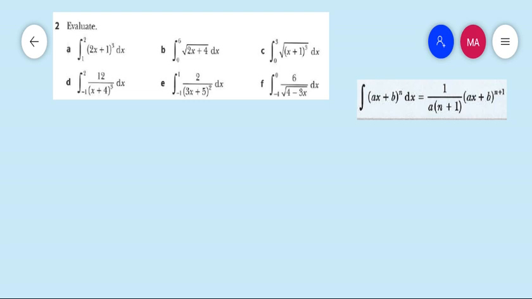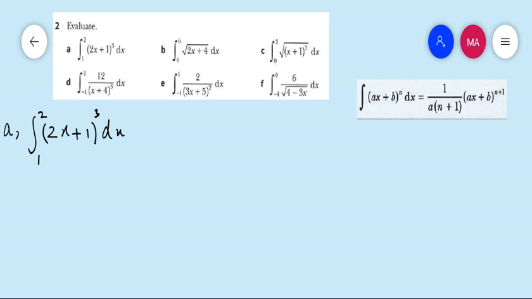Part A. Integrate 1 to 2, (2x plus 1) cube dx. This is the kind of integration where we use the formula 1 upon a into n plus 1, (ax plus b) to the power n plus 1. You can see right side on your screen. This concept belongs to exercise 15.2. So if you want to do practice, kindly go to my playlist. I did all questions of 15.2.